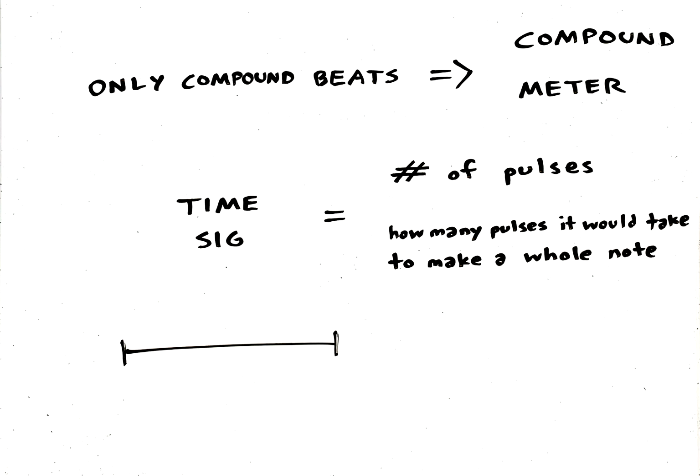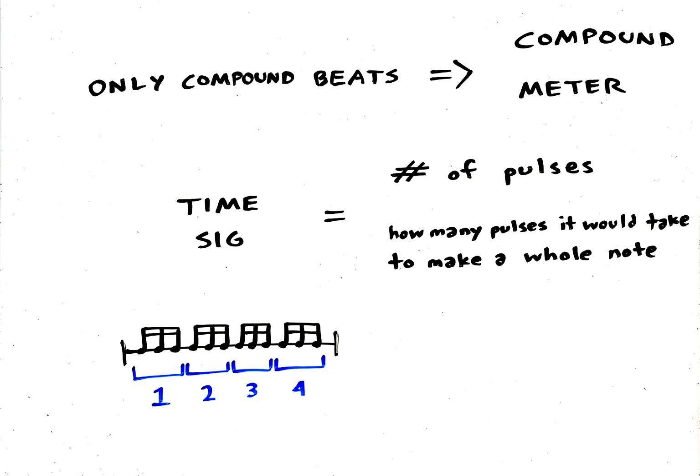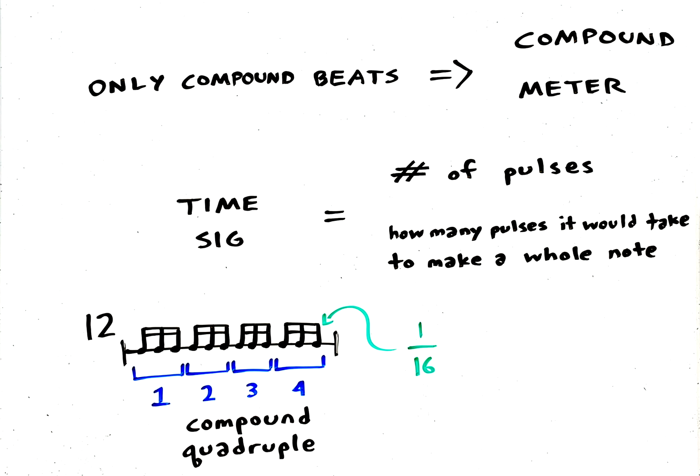For example, this measure has 12 16th notes, grouped into 4 groups of 3. All the beats are compound, so this is compound meter. There are 4 beats, making this compound quadruple meter. Since there are 12 pulses, we write a 12 on the top. Since each pulse is a 16th note long, it would take 16 pulses to make a whole note, so we write 16 on the bottom. Therefore, 12 16th notes in 4 groups of 3 is 12/16 meter.